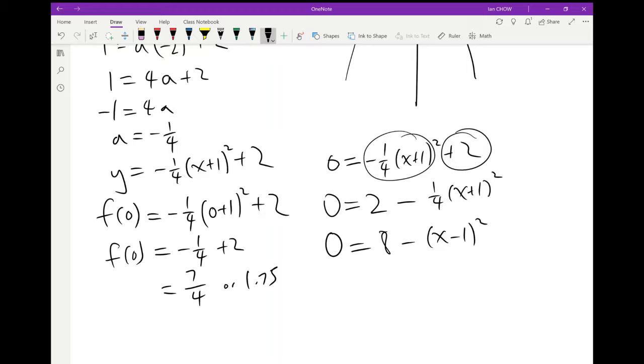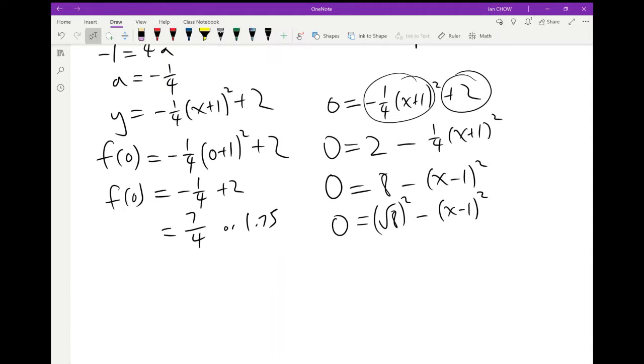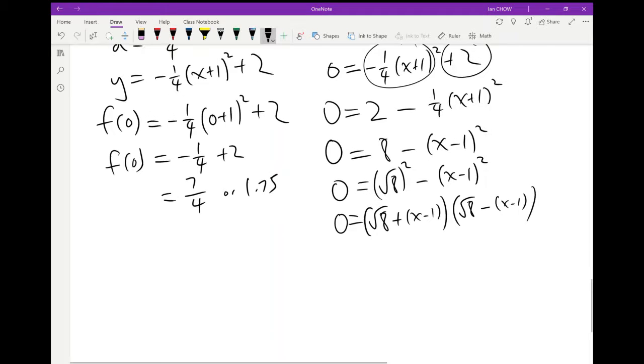Now I'm going to rewrite my 8 into root 8 whole squared. So that will be square root 8 whole squared minus x plus 1 whole squared. Then I can rewrite this as a plus b, a minus b. And so 0 is equal to square root 8, that's a, plus our b, x plus 1. And then we have our a, square root 8, minus x plus 1 there in a bracket. So we're almost done. All we need to do now is expand out the brackets inside.